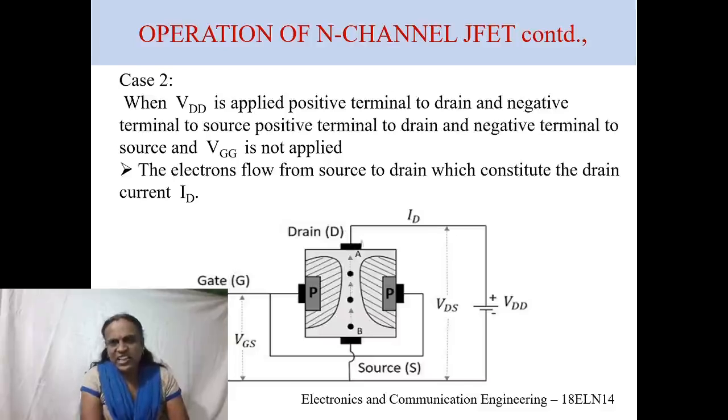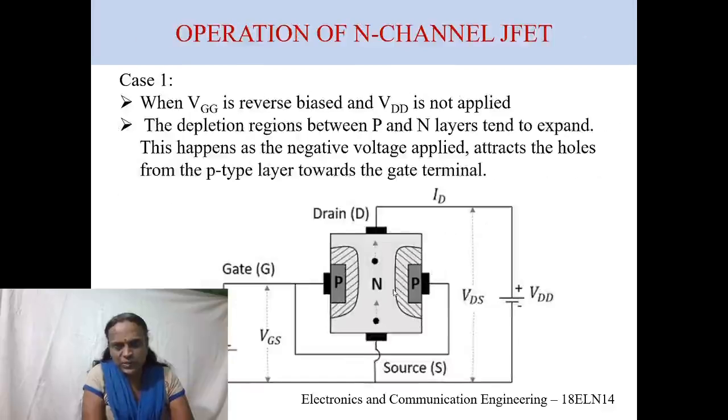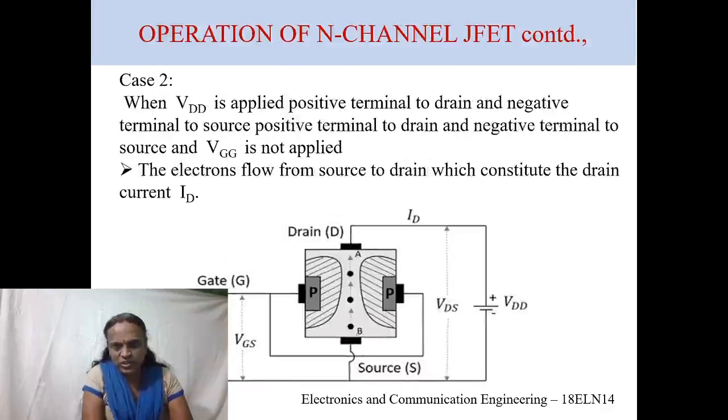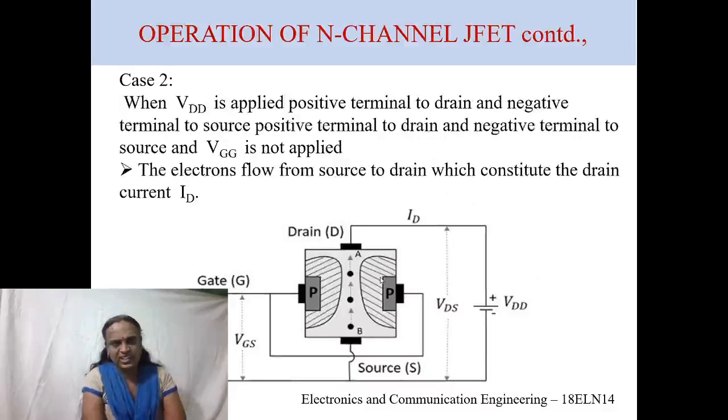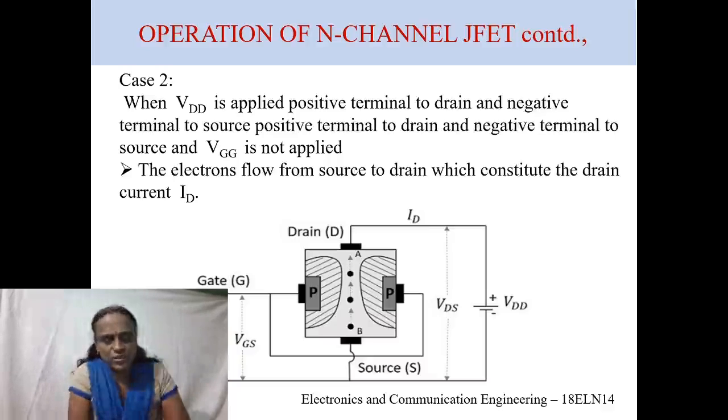It means that the electrons will flow from source to drain, which is called the drain current. This drain current is called ID. So we can see the difference between case 1 and case 2. Look at the channel. Here it is broad and here it is narrow. This is with respect to the voltage being applied between the drain and the source.